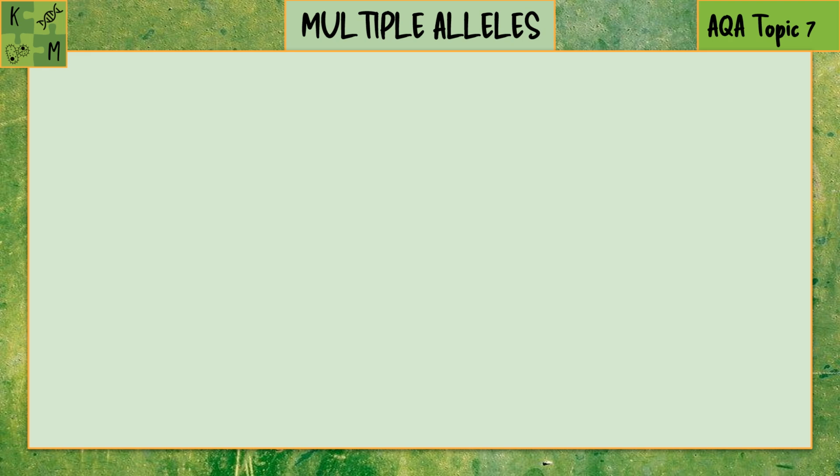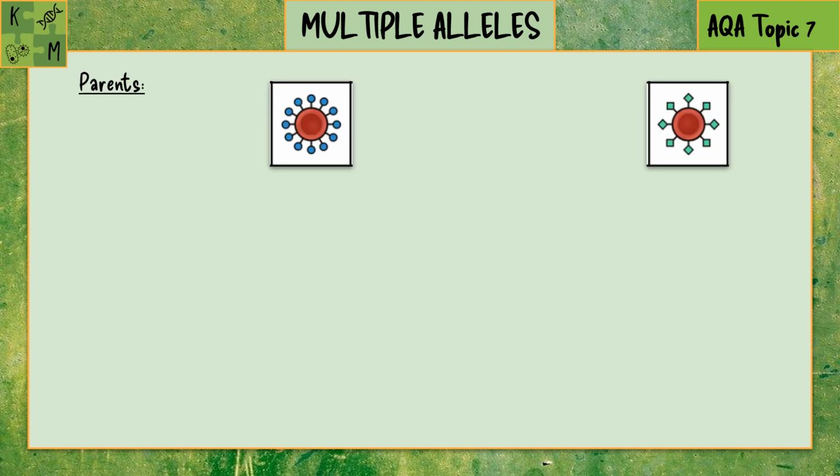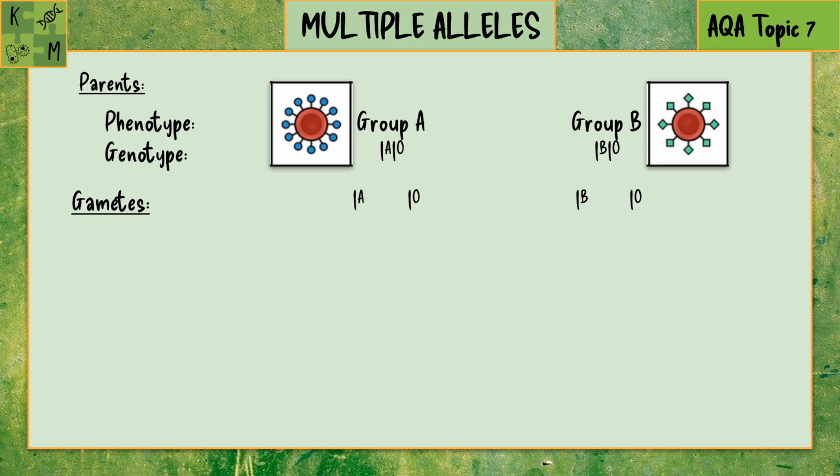Let's look at a cross to exemplify this. First of all, our parents: we're going to cross an individual of blood group A with an individual of blood group B, and both of them are heterozygous. The genotype for the individual with blood group A is IA, IO, so they're also carrying that recessive allele. The individual with blood group B is carrying the dominant IB with the recessive IO. So their gametes: individual 1 will have half the gametes carrying IA and half the gametes carrying IO. The second individual, half the gametes will carry IB, while the other half carry IO.